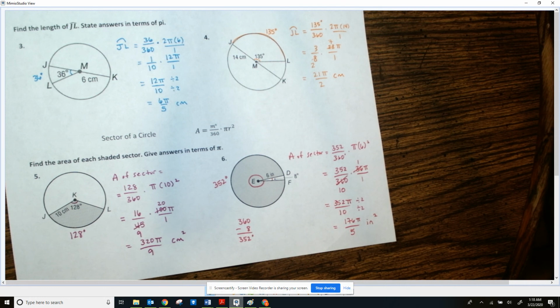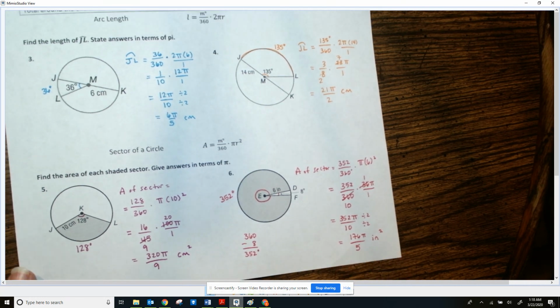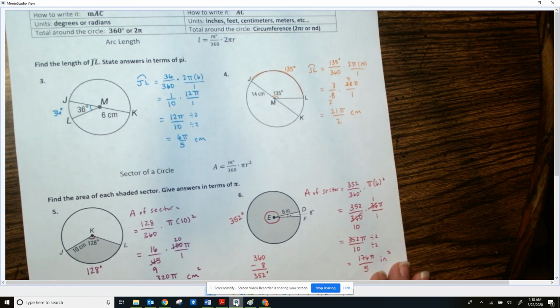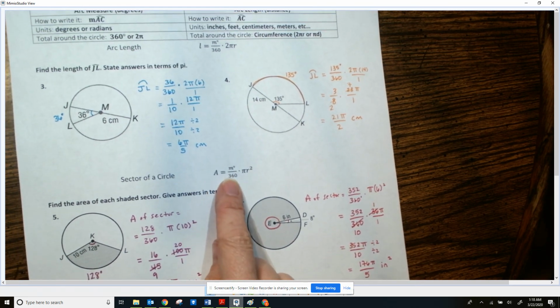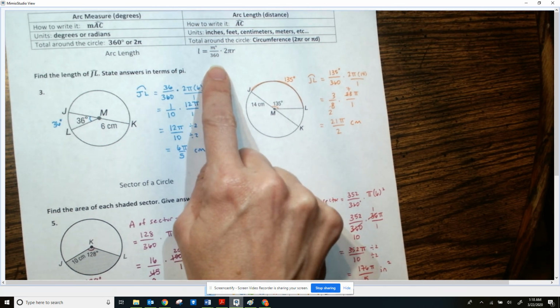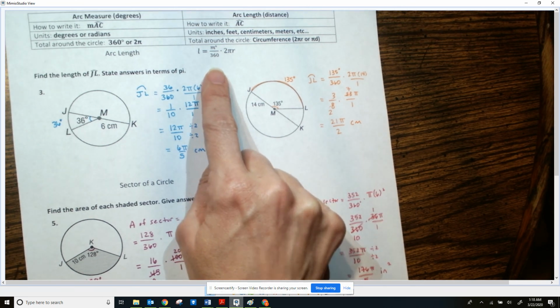So arc length and area of a sector is just a piece or a portion of the circumference and the area. So if you find that fraction and multiply it times the area for sector or circumference for arc length, then you can simplify it.